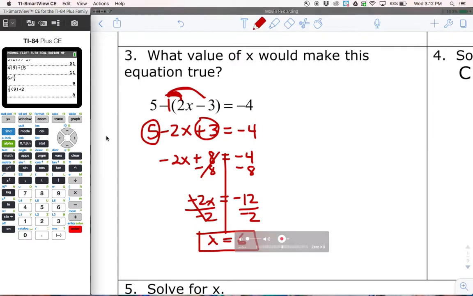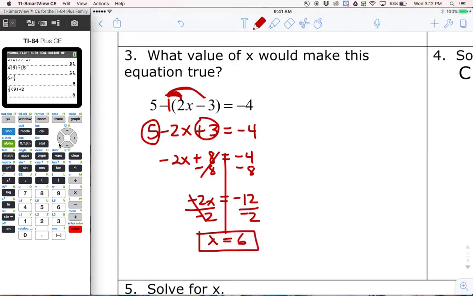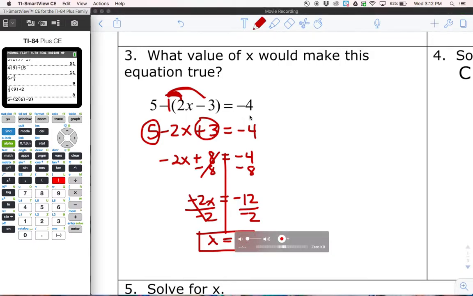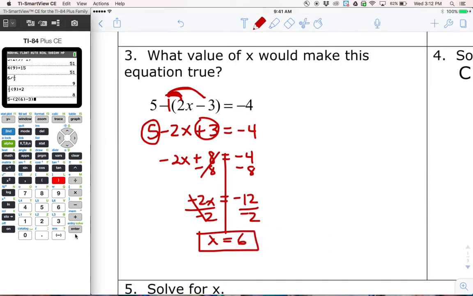In my calculator, we're going to plug in this left side, and hopefully when we press enter, we'll get negative 4. All right, we got 5 minus parentheses 2x, and now I think x is 6, so I'm typing that in. And then we have minus 3, close parentheses. Okay, when I press enter, I should get negative 4. Let's see if I do. I do, so I know that I am correct.